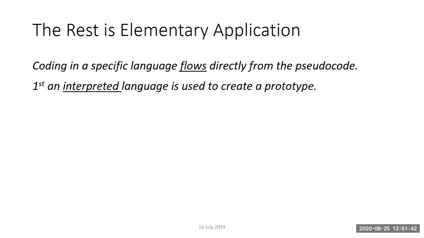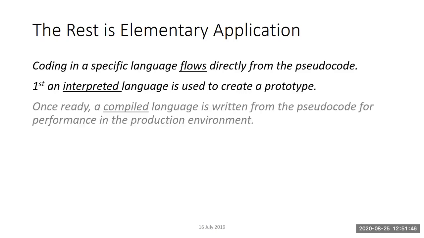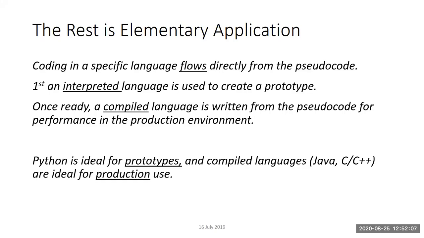Python is an interpreted language that uses English, along with R. Once you have the software working, it's easy to pivot from the pseudocode into Java, into C++, and then compile a formal application that's performance tuned for fast performance. So a compiled language is written from the pseudocode, okay? Python is ideal for prototypes, and the compiled languages are ideal for production use.